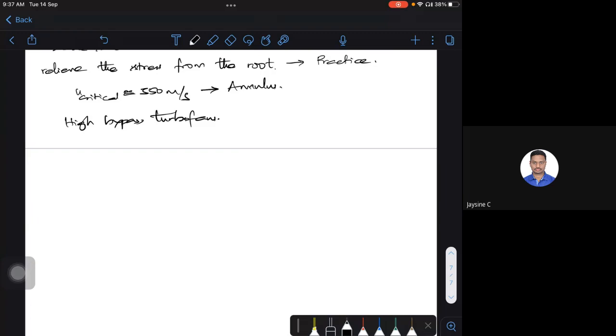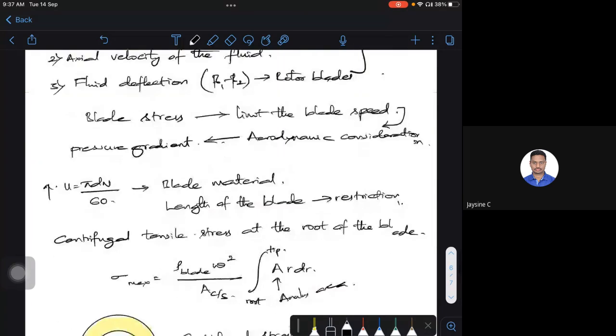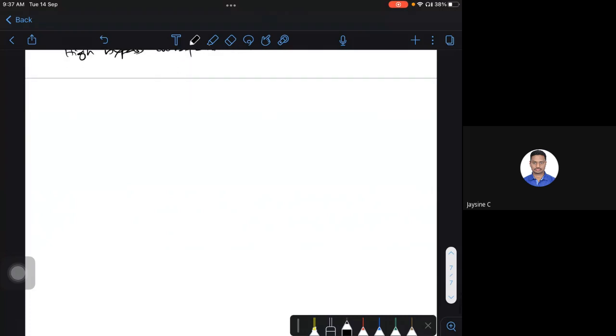Now, one more thing which affects your blade design is the axial velocity. As I told you, the first one is the blade speed, and the second one is the axial velocity.